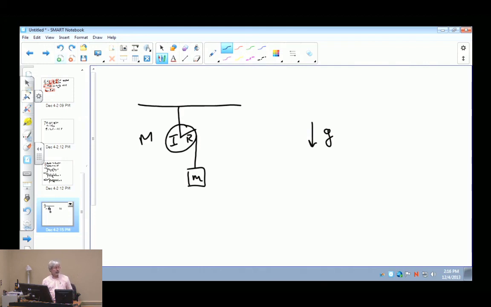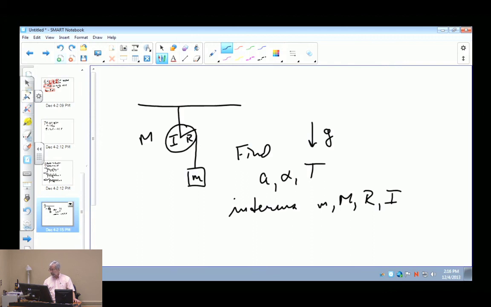If I expect you to know a moment of inertia, you can reduce it to looking it up on a table. You might have to apply the parallel axis theorem to what's in the table, but that should be pretty easy. Then from this, we'll do this next class, find the accelerations and the tensions in the rope in terms of little m, big M, radius, moment of inertia. Well, in this case you're given the moment of inertia in terms of M and R.